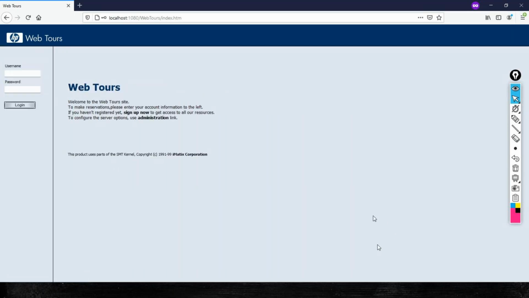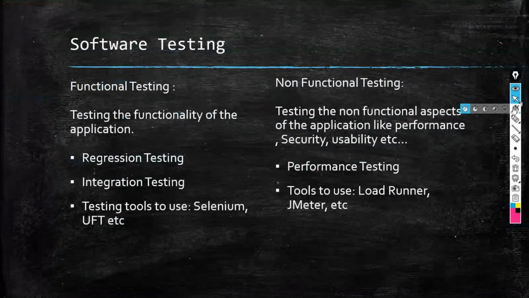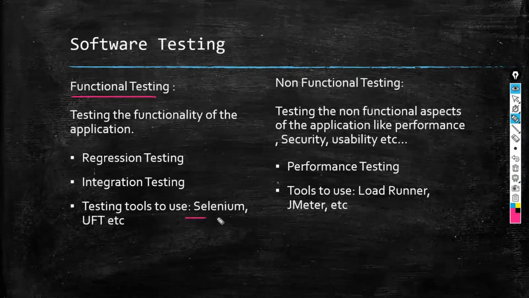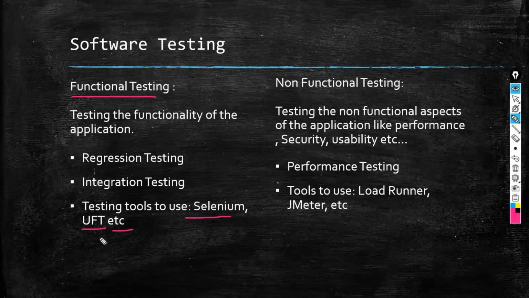So functional testing is all about testing the functionality of the application. Within this, you also have integration testing, regression testing, and so on. Specifically for regression automation or functional automation, you use tools called Selenium, UFT, etc. There are various tools in the market, however the most widely used are Selenium and UFT.